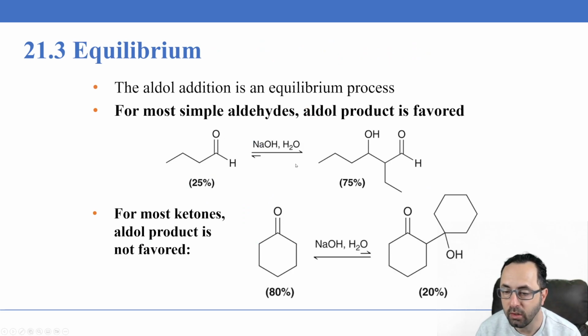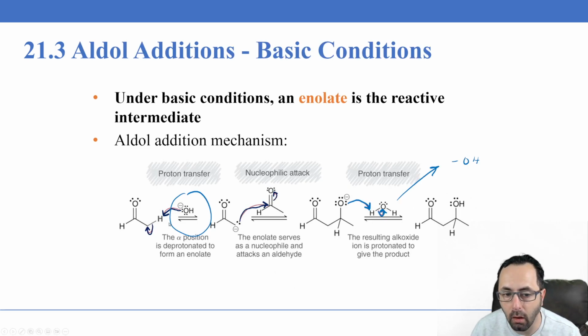The aldol addition is an equilibrium process, but for most aldehydes, the aldol product will be favored. Notice that we had equilibrium arrows in here. Not all the molecules at once would be deprotonated. We have a big mixture between enolate ions and the aldehyde itself here, or the carbonyl, and there's equilibrium across every step of this.